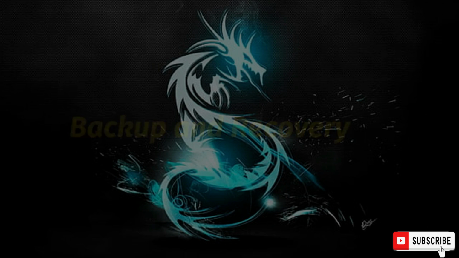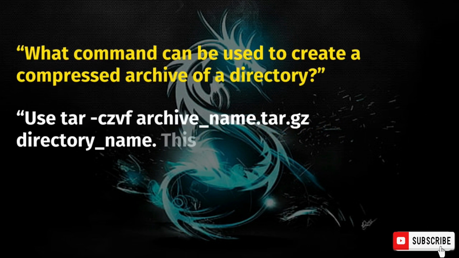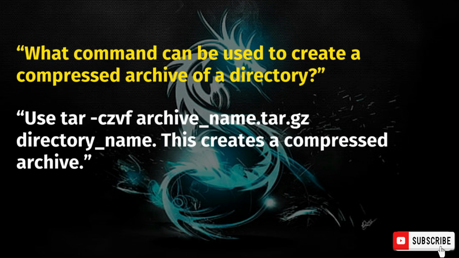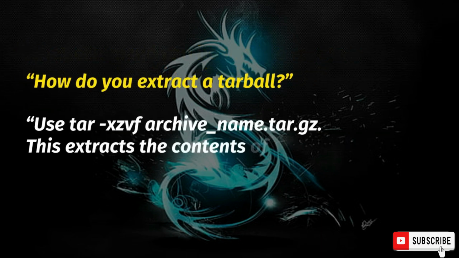Backup and recovery. What command can be used to create a compressed archive of a directory? Use tar czvf archive_name.tar.gz directory_name. This creates a compressed archive. How do you extract a tarball? Use tar xzvf archive_name.tar.gz. This extracts the contents of the archive.